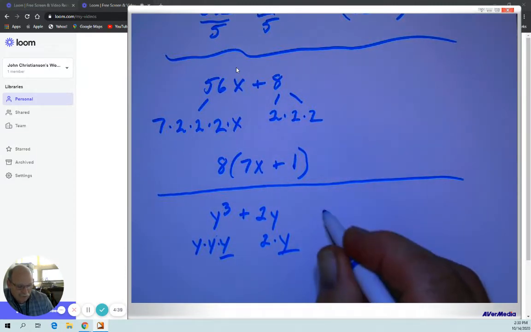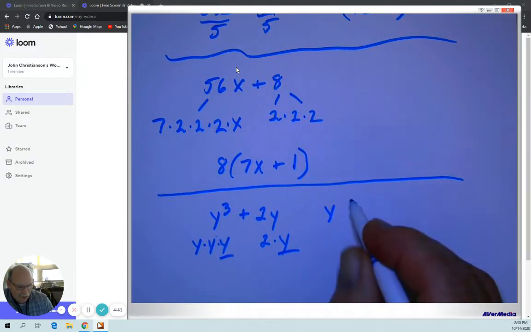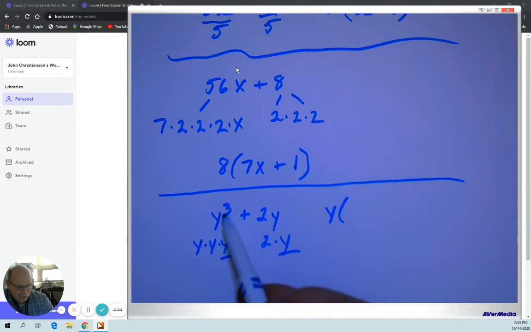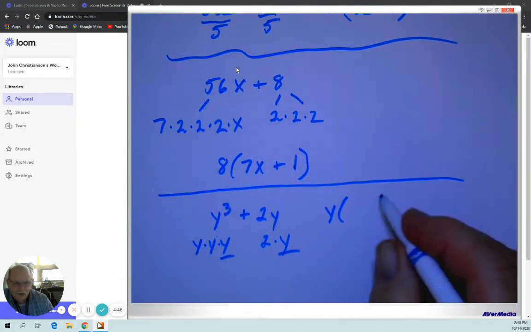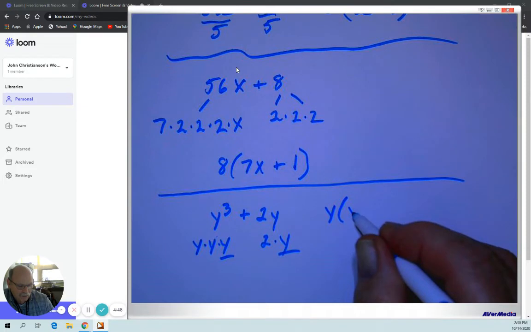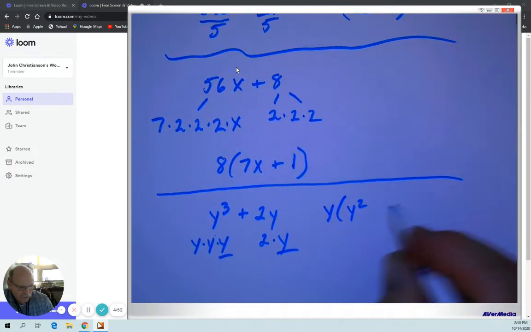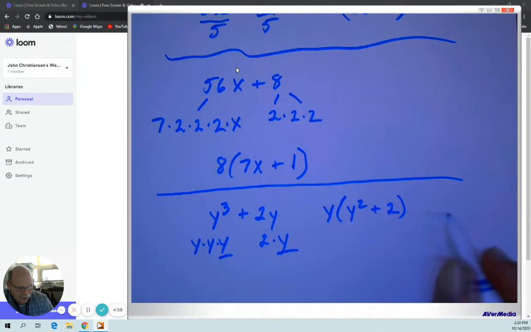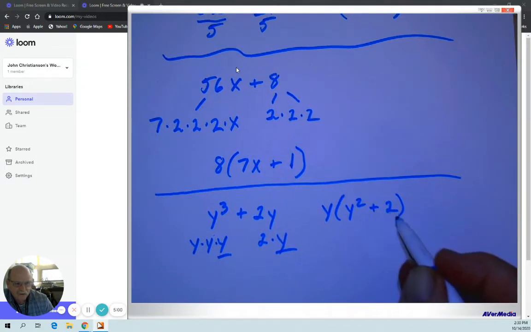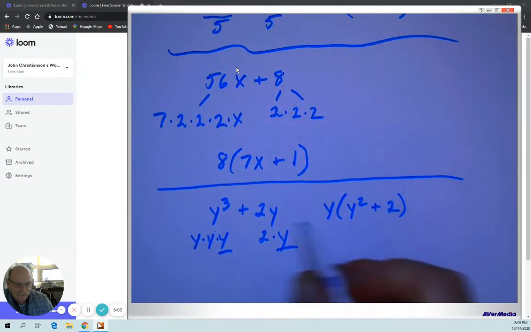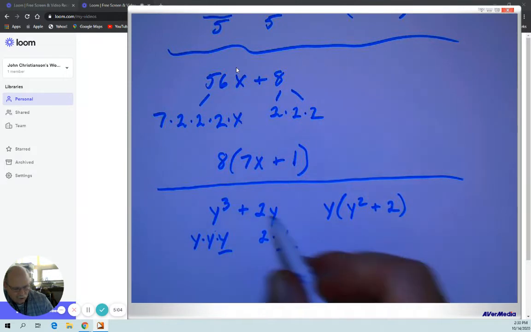They have a y, right? So I factor out y, and then I just say y cubed divided by y, right? Well, that's y squared if you follow the rules of exponents. And then plus 2, right? Because y divided by y is 1. So it's just plus 2. So this is factored form of y cubed plus 2y.